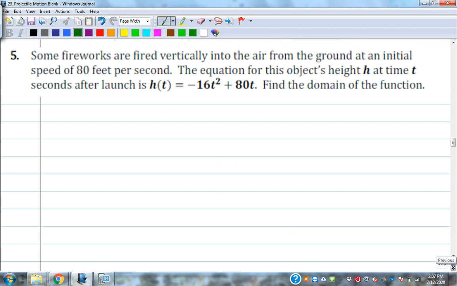All right, let's look at number 5. We're not going to do all of these. I'm just going to pick and choose here. All right, fireworks are fired vertically into the air from the ground at an initial speed of 80 feet per second. The equation for the object's height in time after launch is given by this equation. Find the domain of that function. All right, so domain. What do we do?